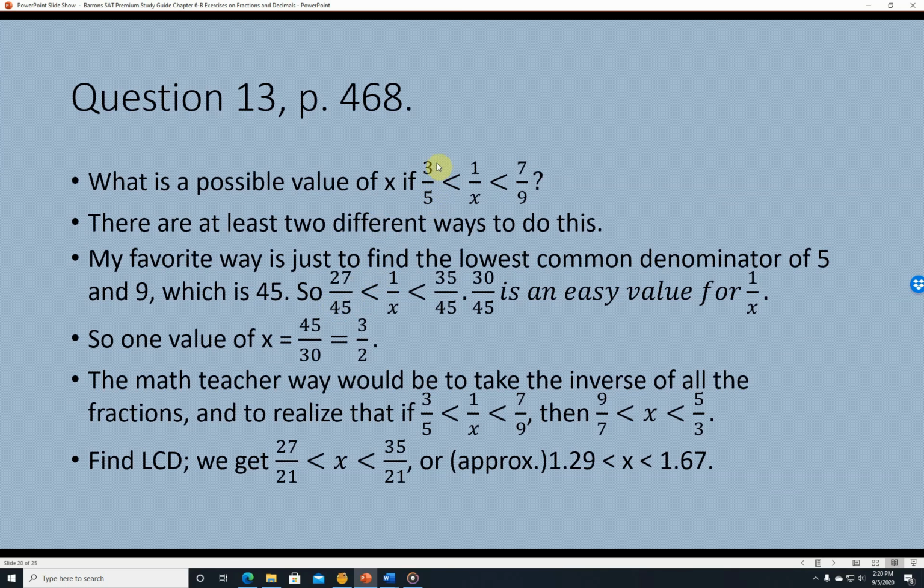5 times 9 is 45. 3 times 9 is 27. Alright, so 9 times 5 is 45. 7 times 5 is 35. 27 over 45, 35 over 45.